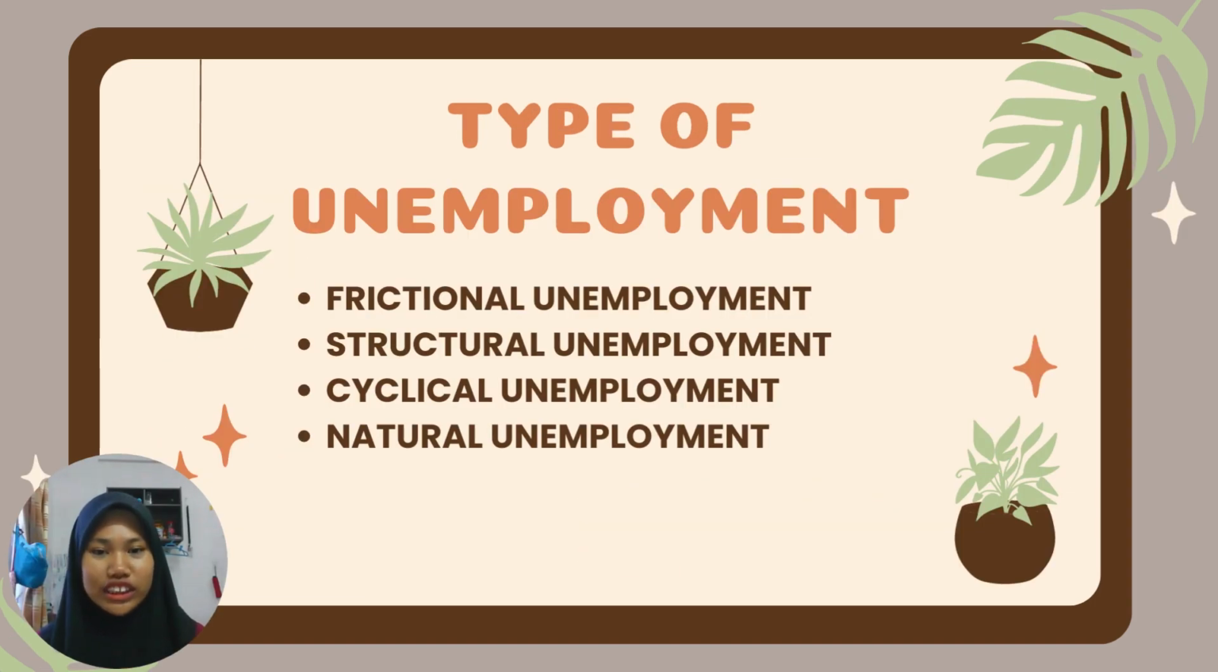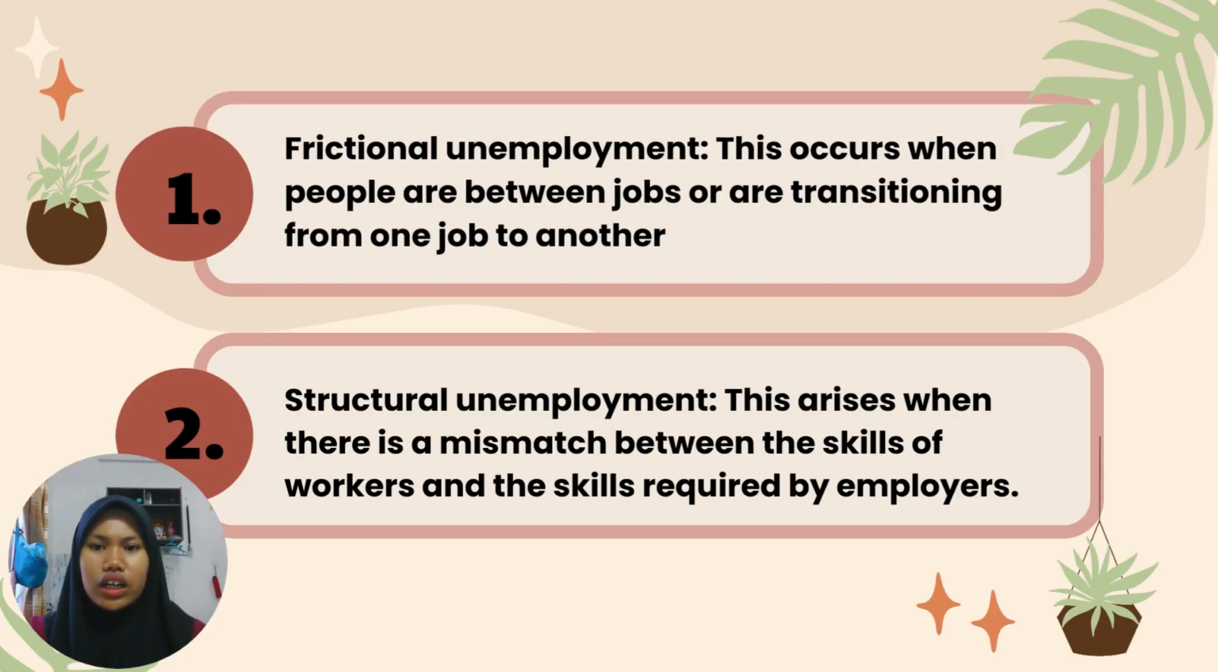Thank you to Loli Shin for explaining more about the meaning of unemployment. Next, I will explain the types of unemployment. Firstly is frictional unemployment, secondly is structural unemployment, thirdly is cyclical unemployment, and fourth is natural unemployment. So, the first is frictional unemployment.